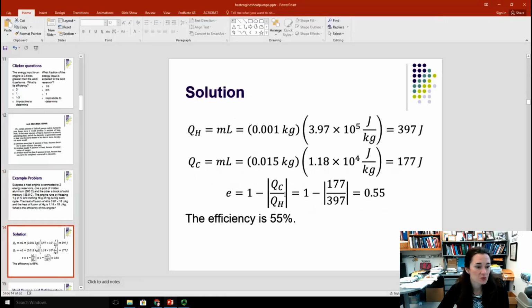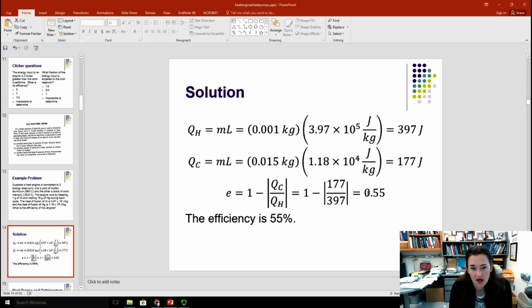All right, so the way to solve this problem is to realize that the freezing and the melting is proportional to the heat, which is equal to plus or minus m times L, where L is the latent heat that was given in the explanation of the problem. So QH is going to be the mass times the latent heat, which for the aluminum was 0.001 kilograms times 3.97 times 10 to the 5th joules per kilogram. And that gives us 397 joules.